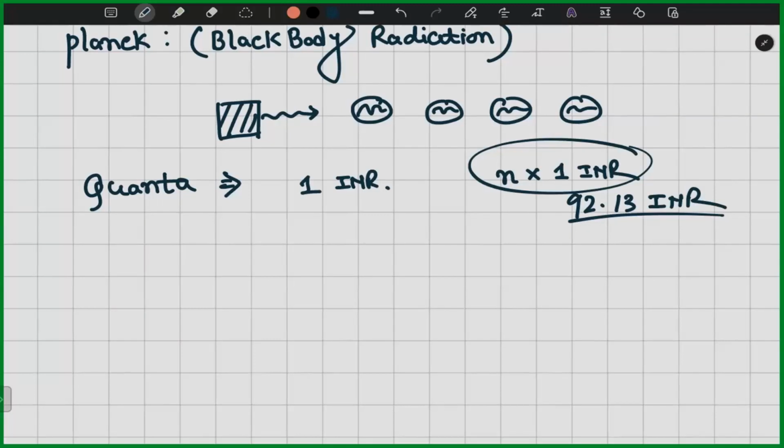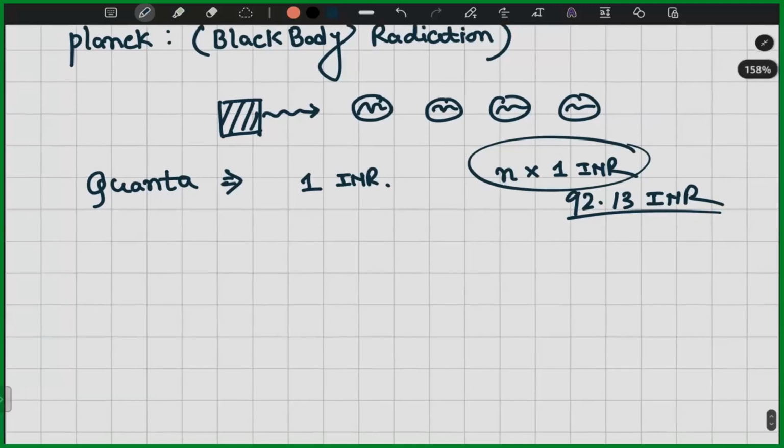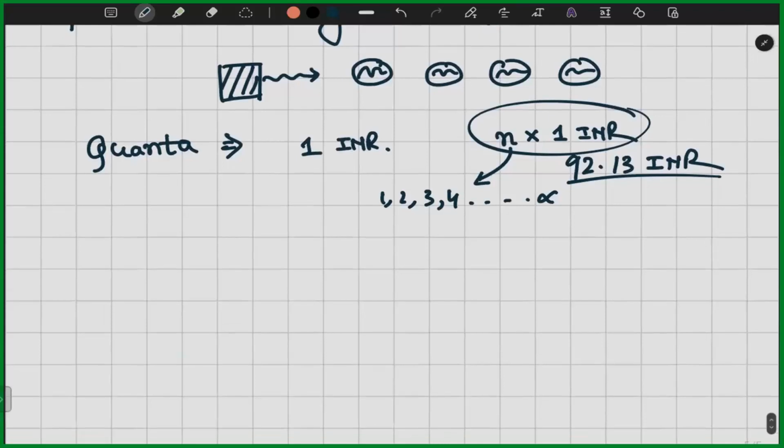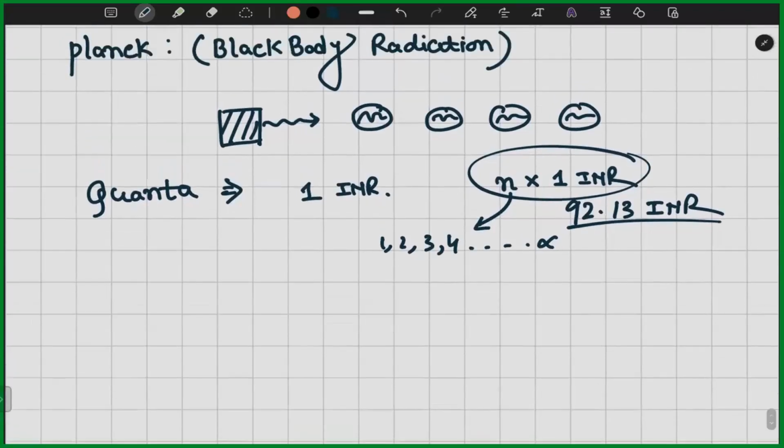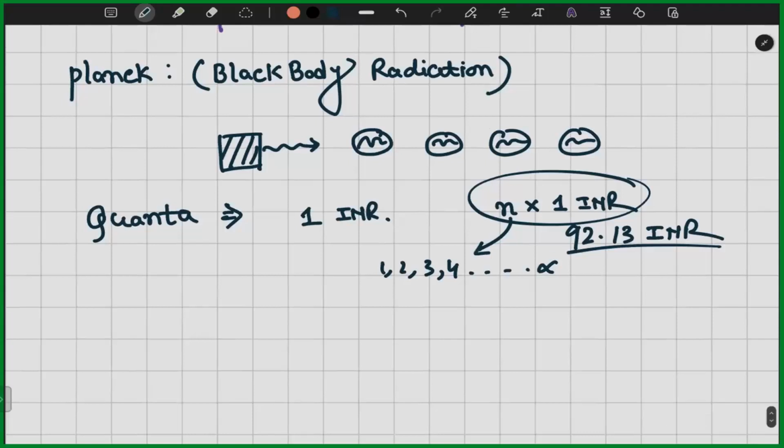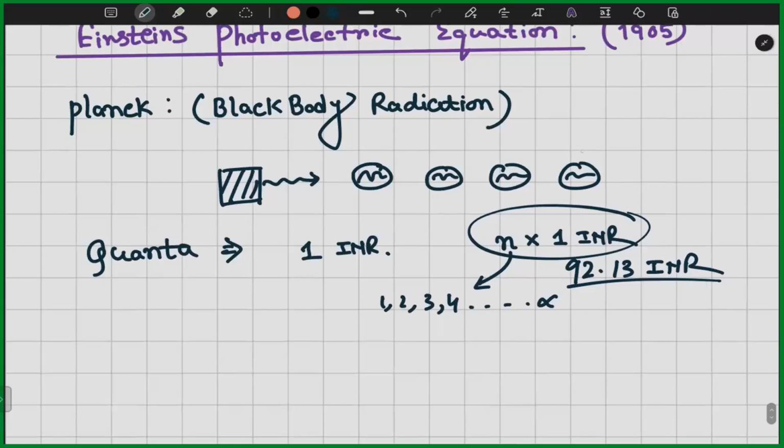It should be an integral multiple of that minimum value, that quanta. N is an integer. It may be 1, 2, 3, 4, up to infinity; it can be anything. This is called quantized fashion. Light is also emitted from this black body in a quantized way. Planck says that the energy of each quantum is E = n h nu. This is how it came.